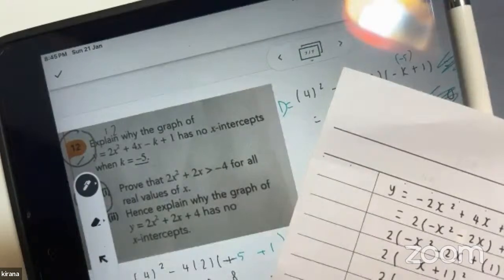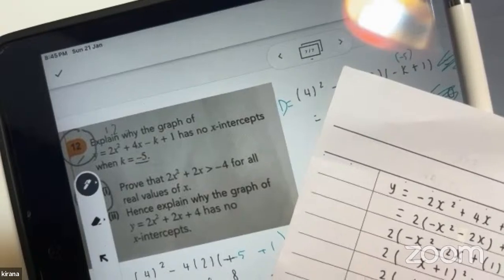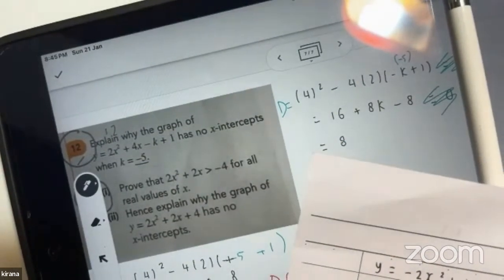The answer says 9B is k is less than minus 4. That's 9B. You're talking about question 12.